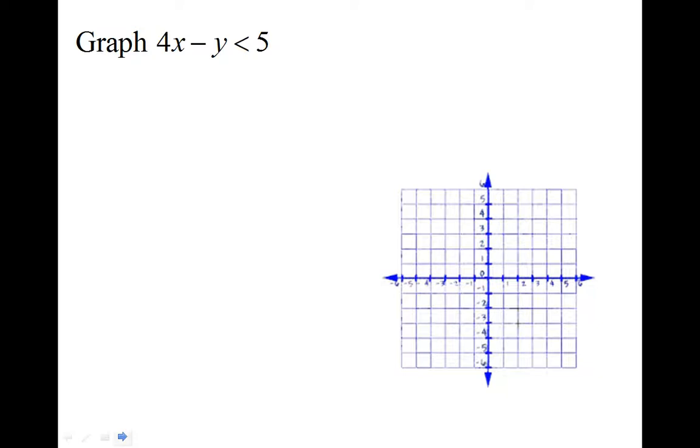Graph 4x minus y less than 5. And notice right away you have a less than 5, so we're going to be using a dotted line when we graph this inequality. Now we're going to have to do step 1. Remember those steps that I went through earlier. We need to make sure y is alone first. So to get y alone, the first thing we're going to do is we'll subtract 4x from both sides.